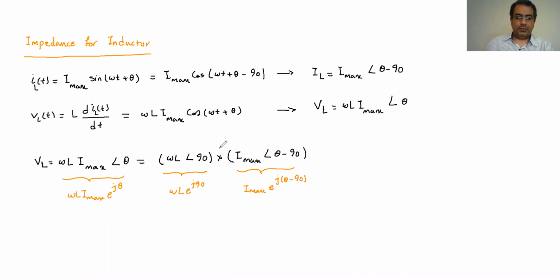Now look at what I have here. This part, I max with angle theta minus 90, is just the IL. So if this is the IL, I can write VL is equal to omega L with angle of 90 times IL.